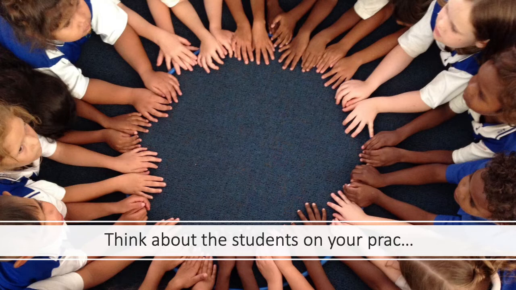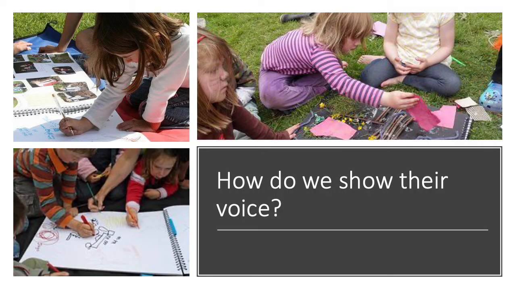Essentially, we have to always have the students at the centre when we are doing our planning, but we also have the context, the needs of the curriculum, the needs of the school, and all the other things that sit around it when we're considering children. So when we're thinking about our planning, how do we authentically show their voice? How do we make sure it's not just us?